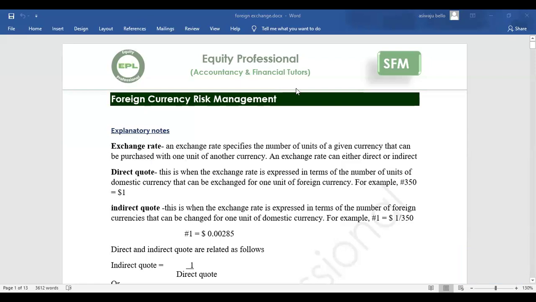We explained the concepts of direct and indirect quotes, how to determine exchange rates. Please watch out for interest rate parity theory. We can use the interest rate between two countries to determine the exchange rate. A country with higher interest rates, we have its currency depreciating faster compared to a country with lower interest rates. We explain this under the interest rate parity theory.